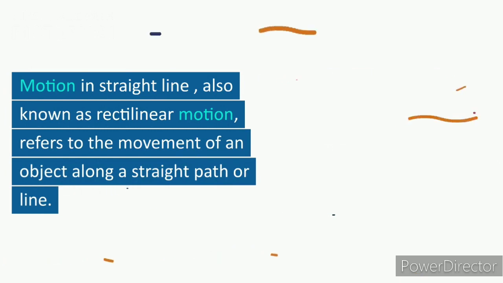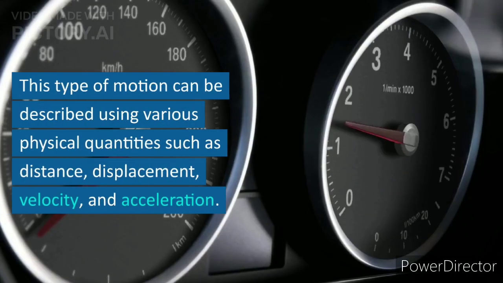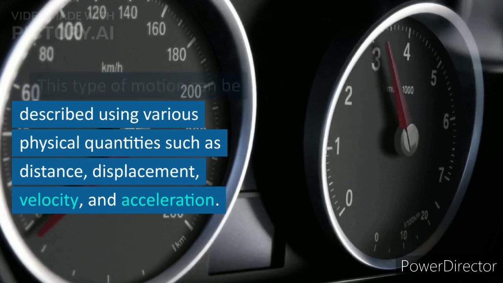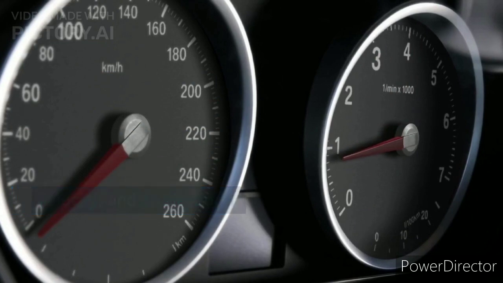Motion in a straight line. Motion in a straight line, also known as rectilinear motion, refers to the movement of an object along a straight path or line. This type of motion can be described using various physical quantities such as distance, displacement, velocity, and acceleration.